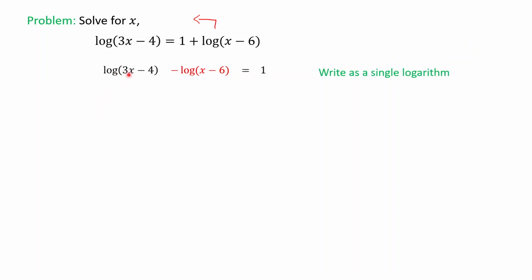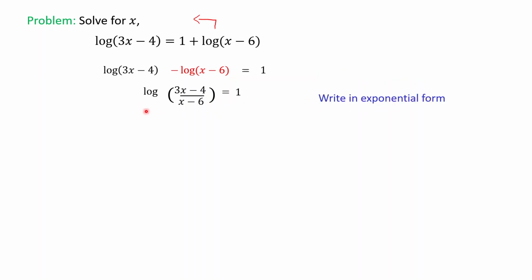So now you can write this as a single logarithm. You will get log. Here you are subtracting, so you need to divide this by this, is equal to 1. Now there is a logarithm on one side and a number on the other side. So the variable is inside the logarithm. To solve this, you need to write this in exponential form.